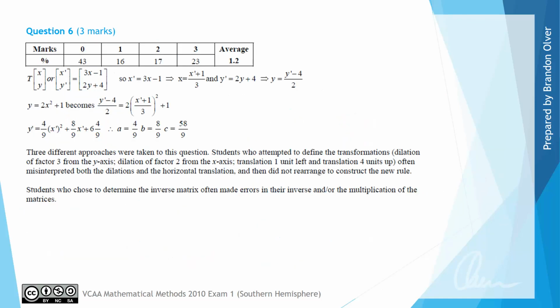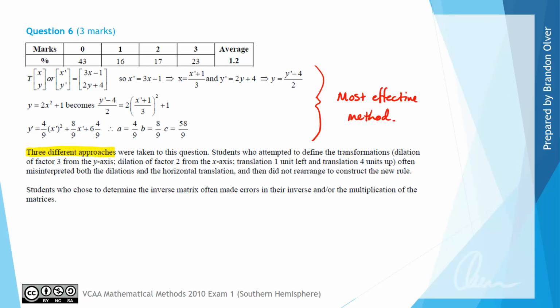So in the examiner's report, we can see that nearly a quarter of students got full marks for this question, with a majority of students only getting 0 or 1 mark. So it wasn't particularly well done during this exam. The examiners noted that there were 3 different approaches taken to this question, and that the method that we did on the previous slide was the most effective approach.